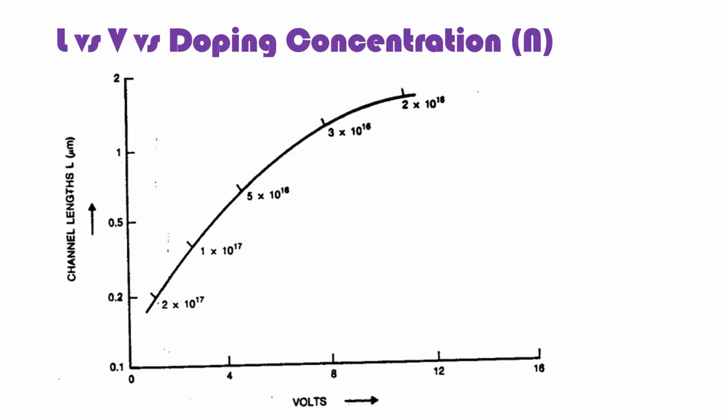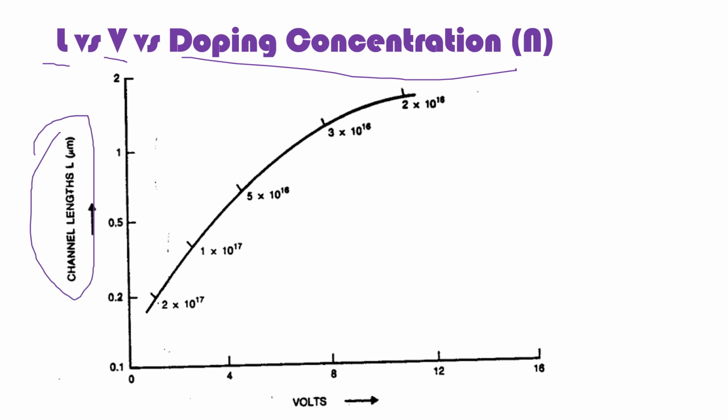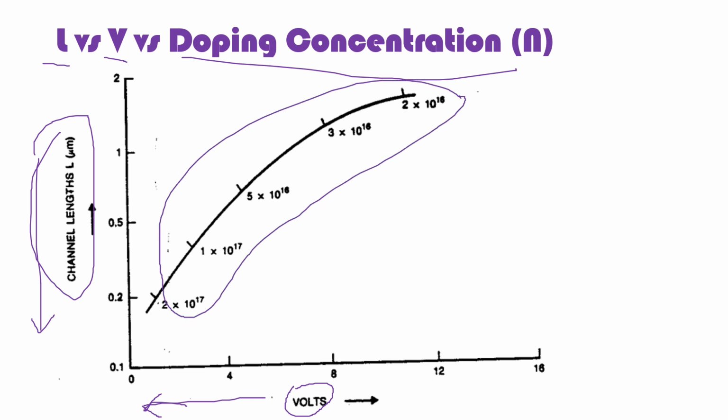Next we have the length versus voltage versus doping concentration graph. This is the channel length which we are varying, this is the supply voltage, and this is the doping concentration graph. This graph tells us that as the channel length decreases and the supply voltage decreases, the doping concentration also decreases. So it is an advantage. All these things result in low power, and accordingly we should decrease the doping concentration also.